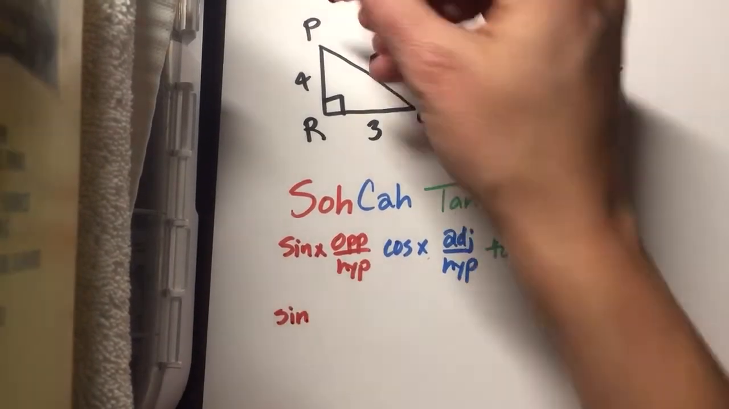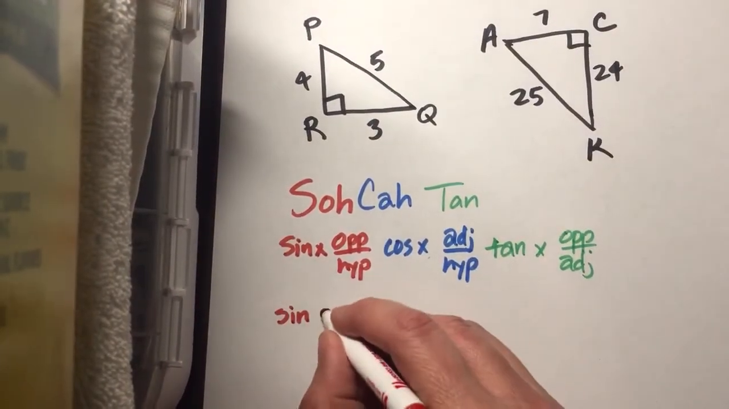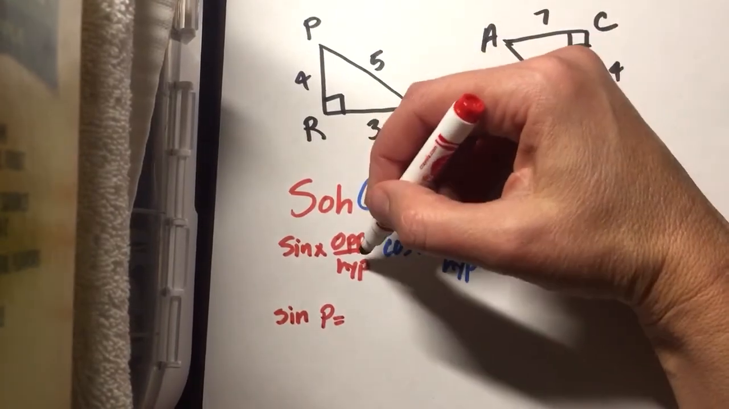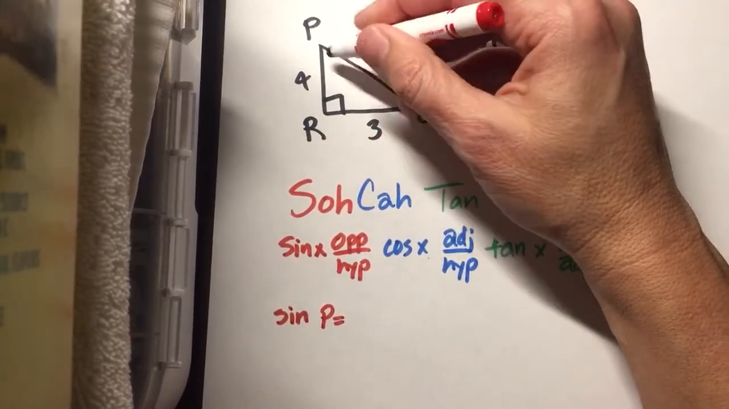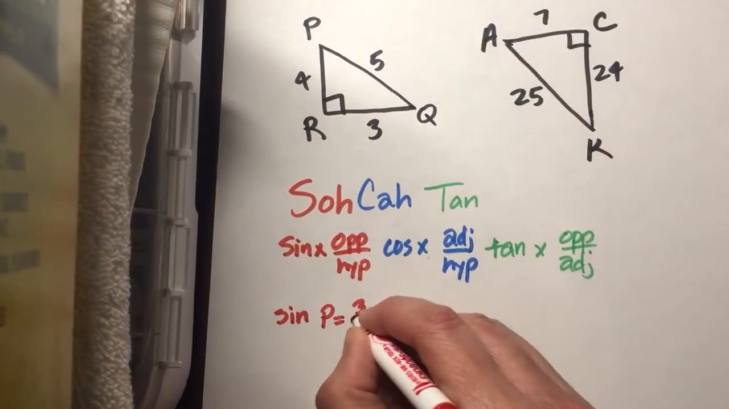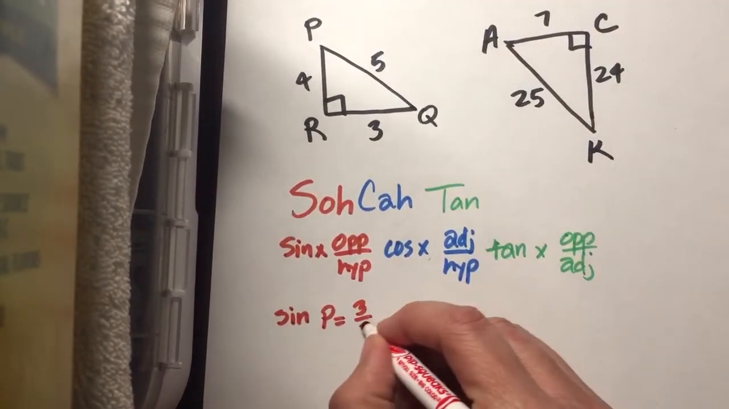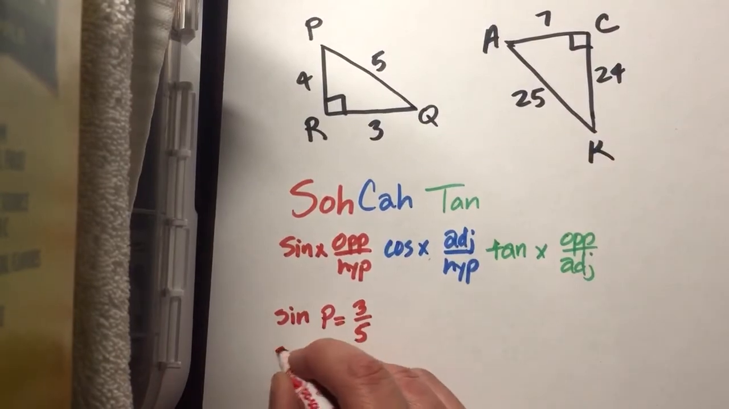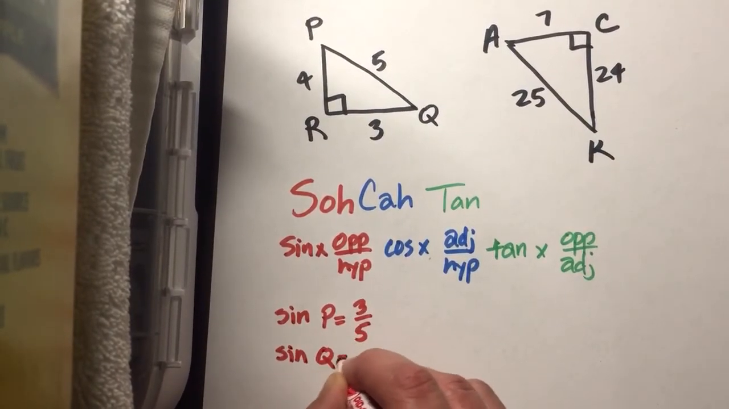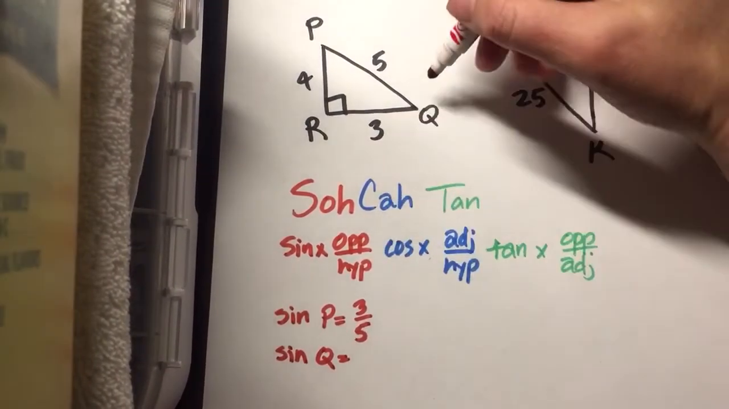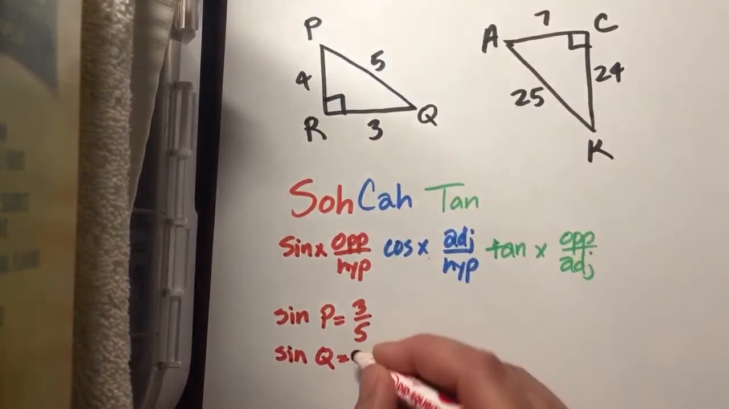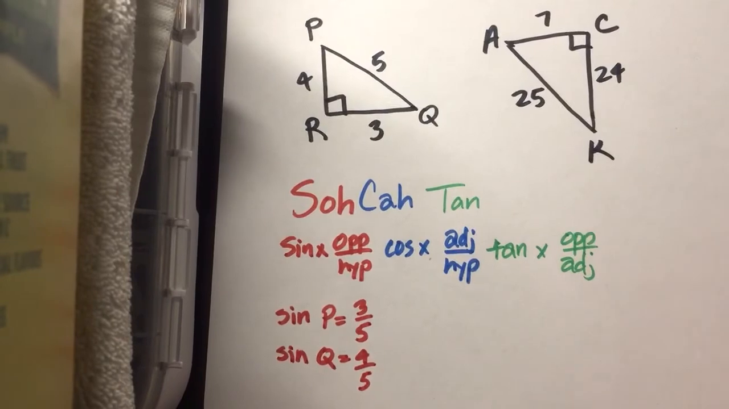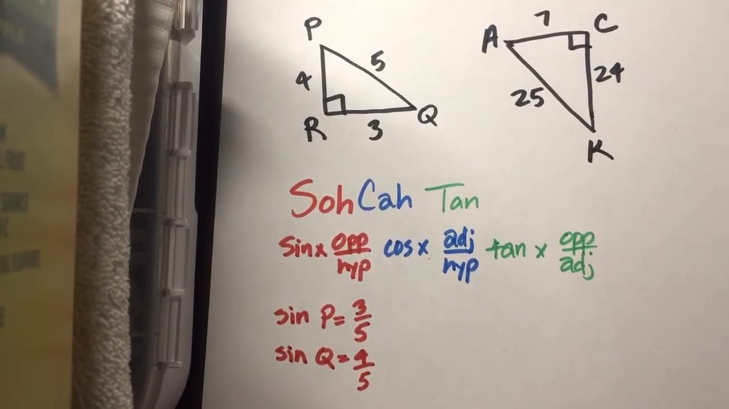What's the sine of P? The sine of P is, sine is opposite over hypotenuse. What's opposite of P? 3. And what's the hypotenuse? 5. That's it, you're done. What's the sine of Q? Well, if I go sine of Q, now opposite over hypotenuse. What's opposite Q? 4. And what's the hypotenuse? 5. So I've just done the sine of P and the sine of Q.